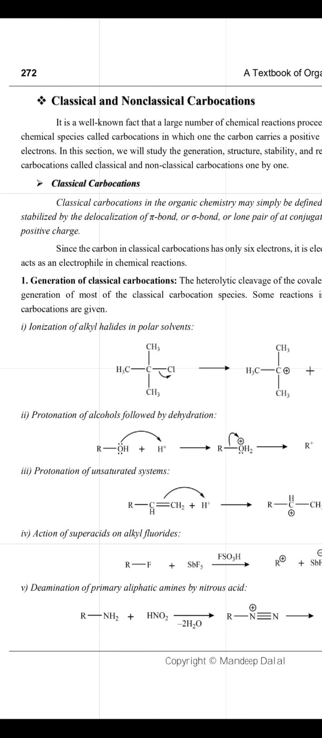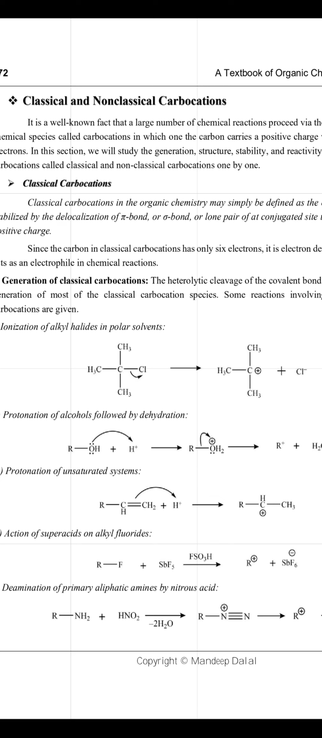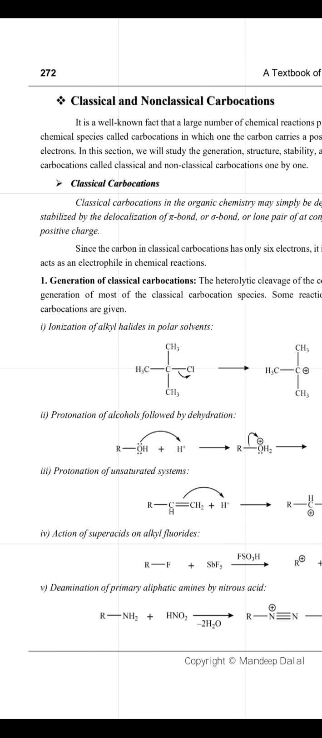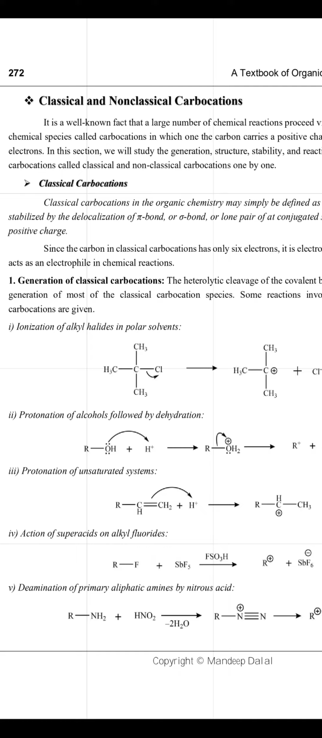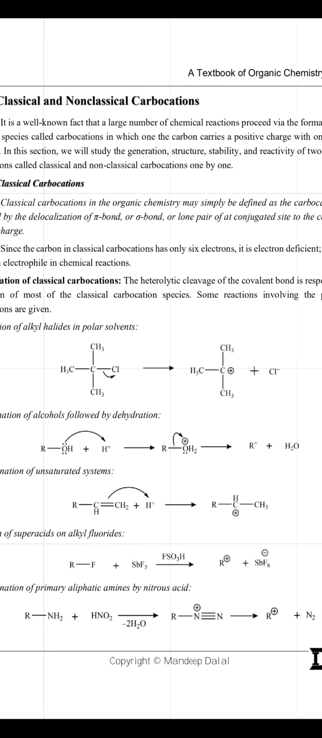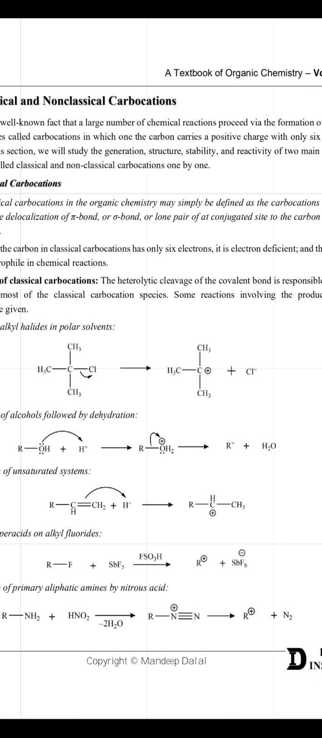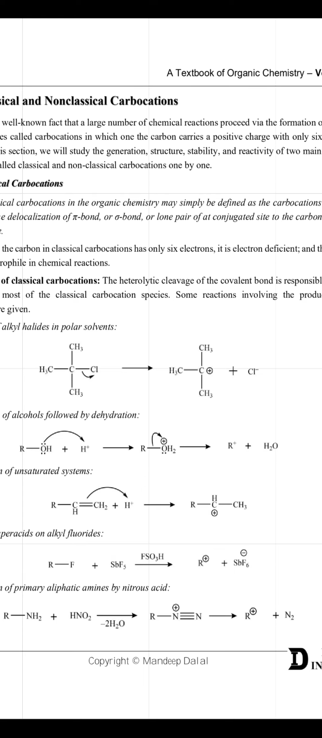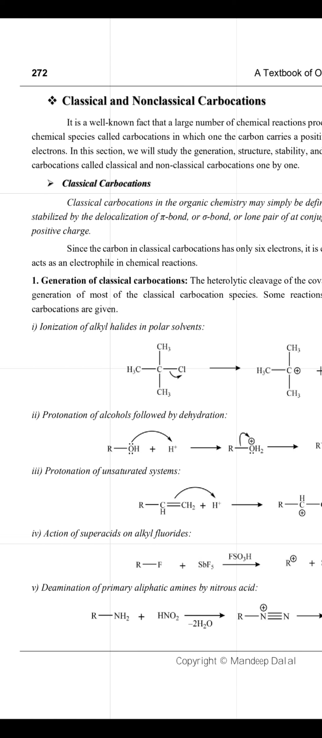Today in this video, I am going to talk about classical and non-classical carbocation. You know what is the classical carbocation? Classical carbocation in organic chemistry may simply be defined as the carbocation that is stabilized by the delocalization of pi bond or sigma bond or lone pair at a conjugated site to the carbon bearing positive charge. So the carbon in classical carbocation has only 6 electrons. It is electron deficient and therefore acts as an electrophile in chemical reactions.